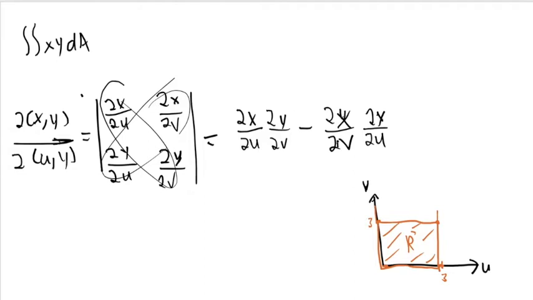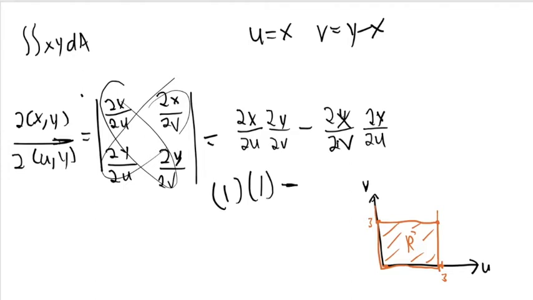So now let's find those. We know that u equals x and v equals y minus x from our previous work. The derivative of the function u in terms of x is going to be 1. The derivative of the function v in terms of y is also going to be 1. The derivative of the function v in terms of x is going to be negative 1. And the derivative of the function u in terms of y is going to be 0. So it's going to come out to be 1.